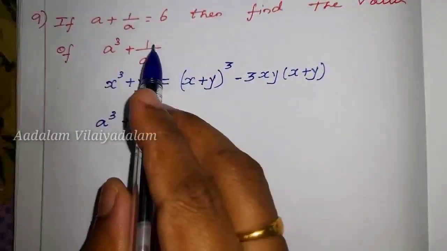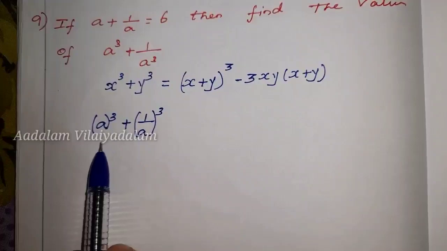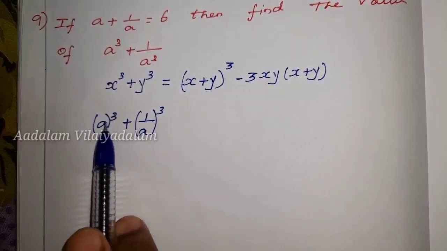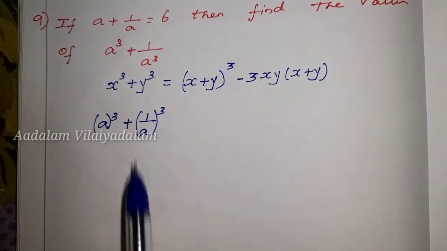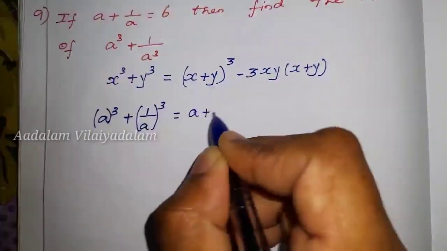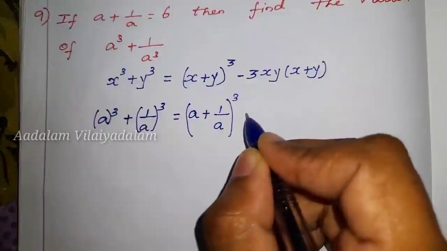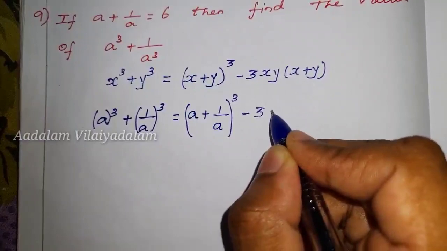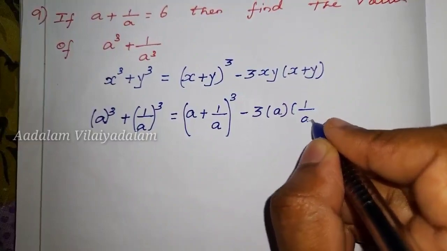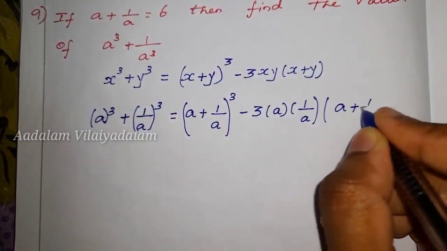So 1 cube value also 1, the a cube here. So here also a cube. So this is the format of x cube plus y cube. Here the x value is a, the y value is 1 divided by a. Now substitute x equal to a, y equal to 1 by a: the whole cube minus 3 into the x value is a, the y value is 1 by a, into x plus y, that is a plus 1 by a.